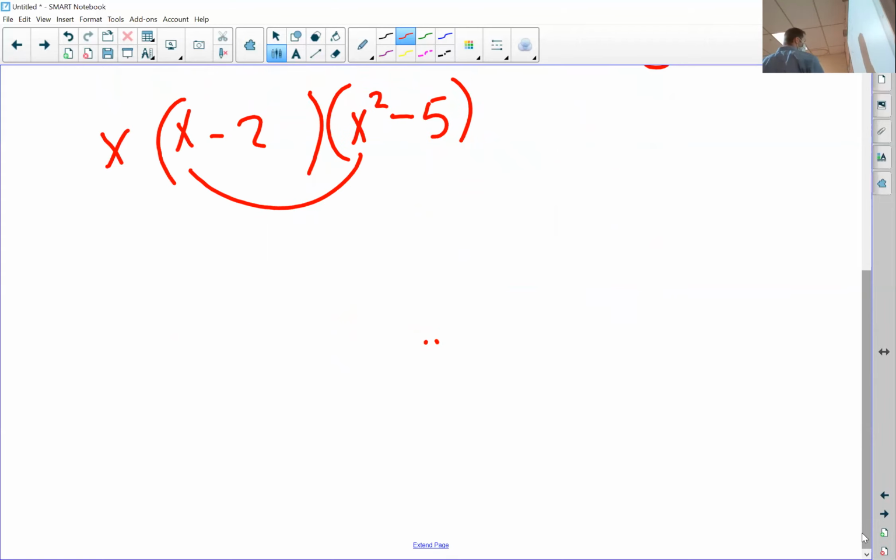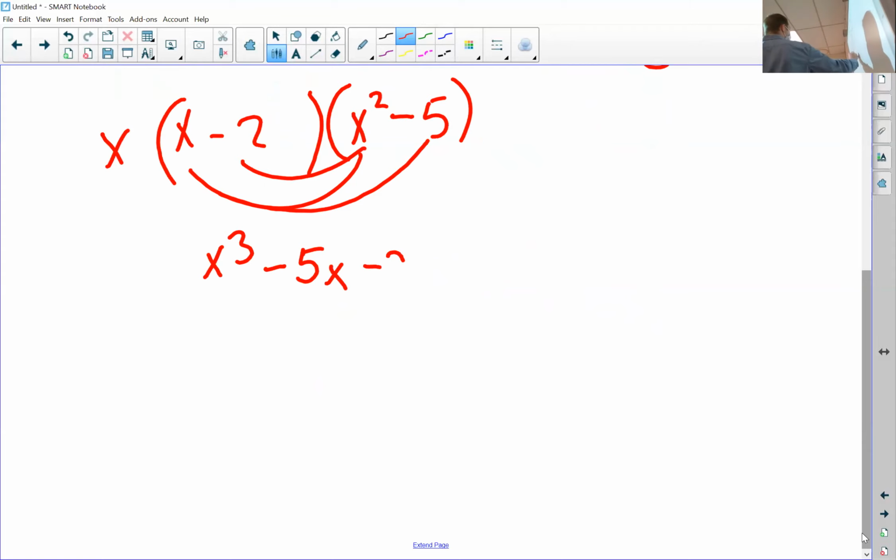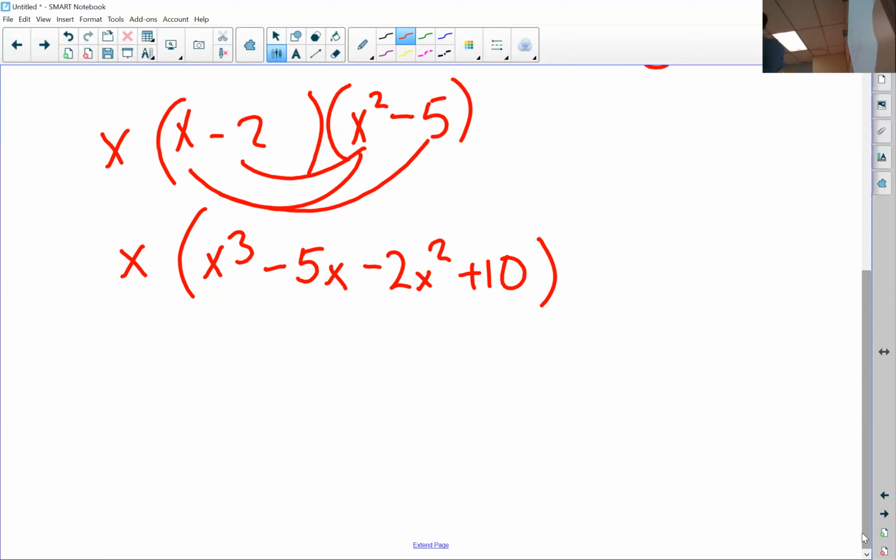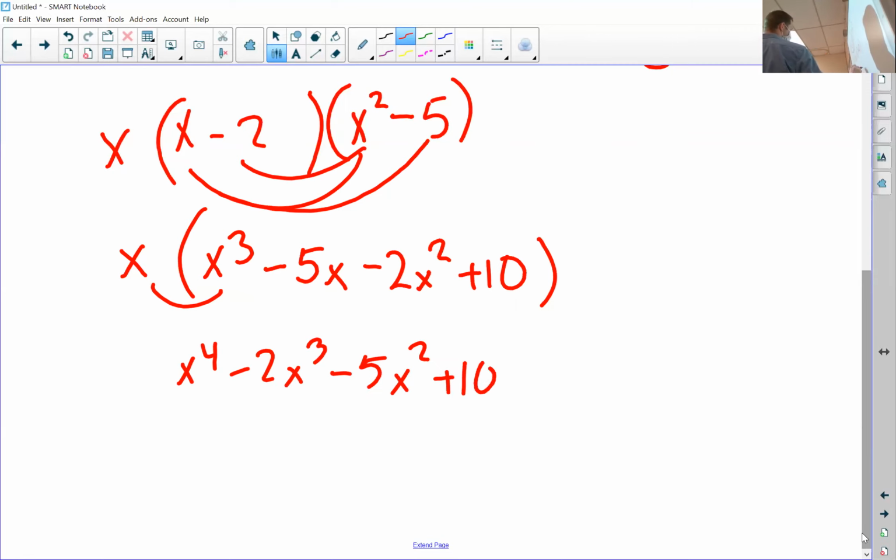X times X squared is X cubed. Negative 5X, minus 2X squared, plus 10. Now I can distribute that X, but I want to two-step here just because I like these to be in perfect order and they're not. So as I distribute, I'm going to reorder. Is that going to hurt your brain if I do two steps at once? X to the fourth minus 2X cubed minus 5X squared plus 10X.